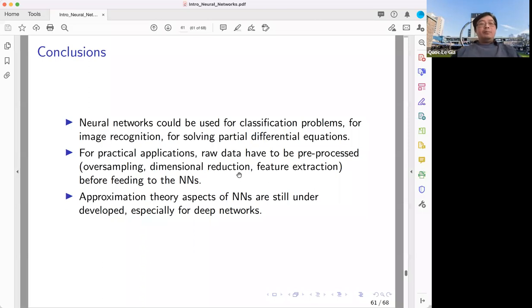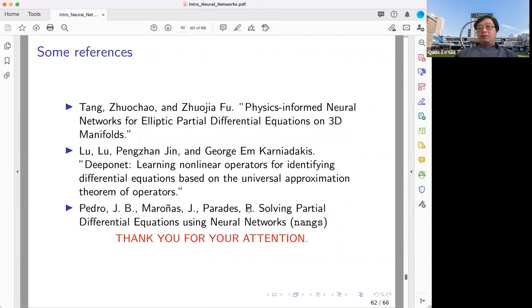So in conclusion, I've tried neural networks for classification problems. We applied the techniques to imbalanced data sets, to MRI image recognition, and to solving 2 PDE problems. But it seems that for practical applications, you have to pre-process the data before you can fit it into the neural networks. You cannot use neural networks directly with the raw data. And many approximation theories of neural networks are still unknown. So there is still a lot to be discovered, especially for deep networks. So I think that is the end of my talk. Thank you for your attention.